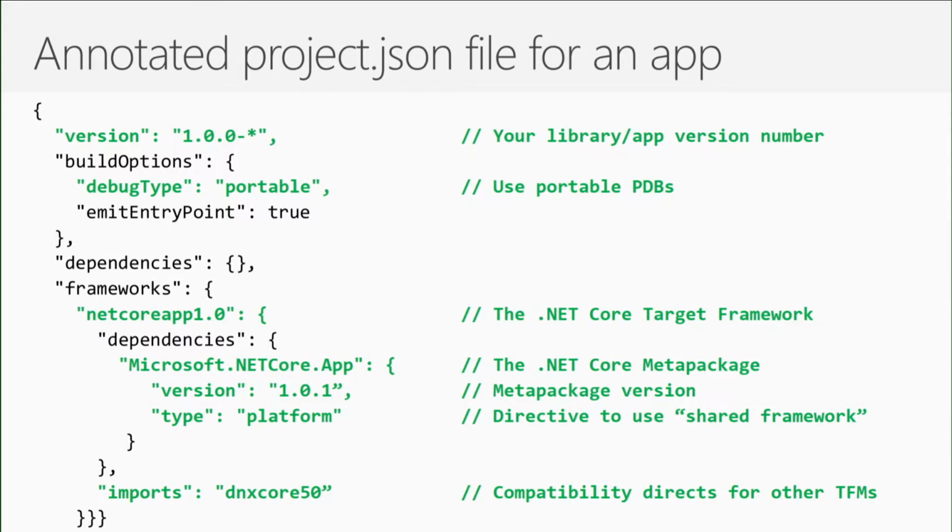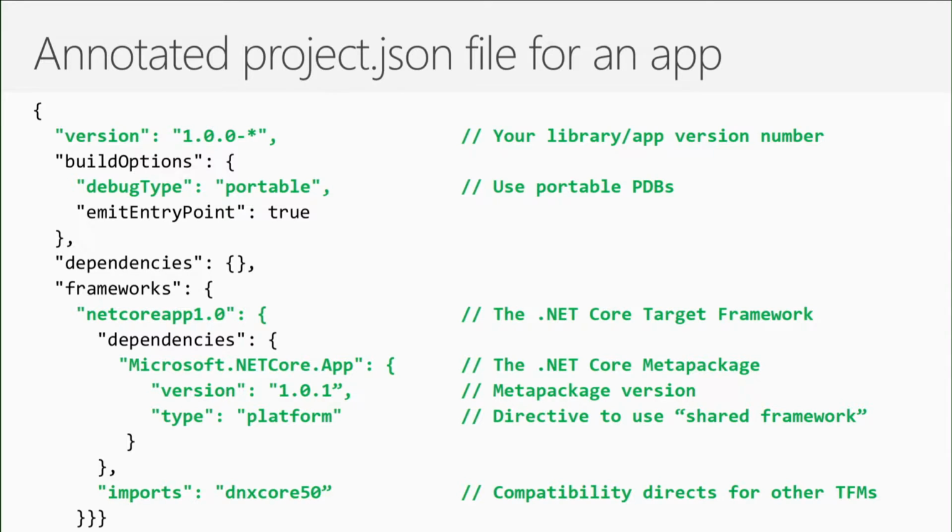Now we get into something a little bit wonky, this type equals platform. This is actually the directive in the project.json file that says, I want to be in shared mode. And if you wanted to be in self-contained, you would delete this line. So that's basically our way of pivoting which one to be in. This is something we're not 100% happy with, and the reason is very simple. So this is something we're fixing.